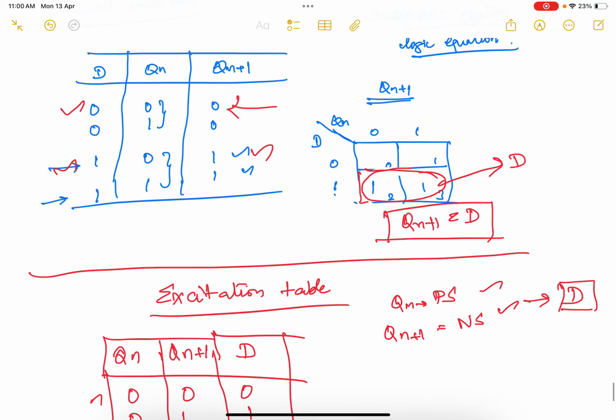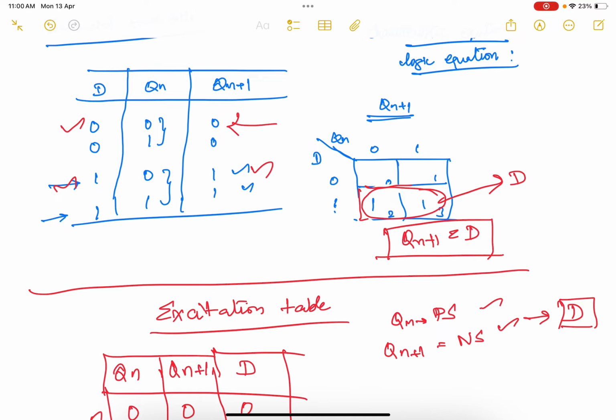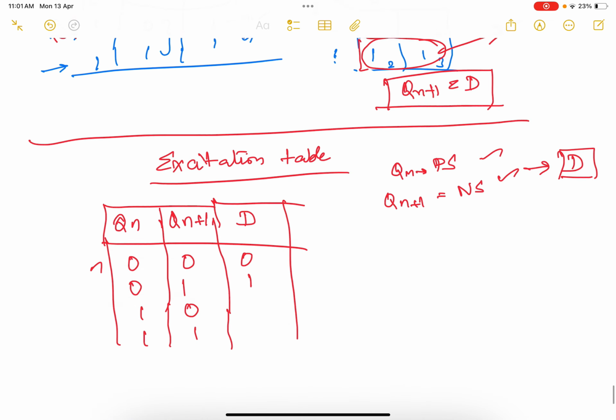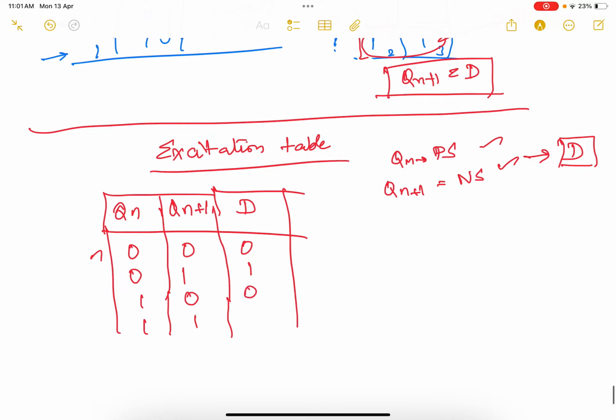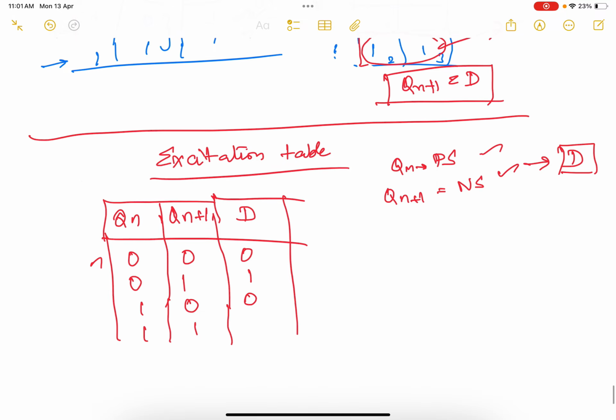Now I am going with the next set of combination. It is 1 0. So 1 0 is going to occur in this location. Here I have the 1 0 condition, that is present state as 1 and the next state as 0. For the 1 0 condition, the mandatory input for the value of D is 0. So for the 1 0 condition, the mandatory input becomes 0.